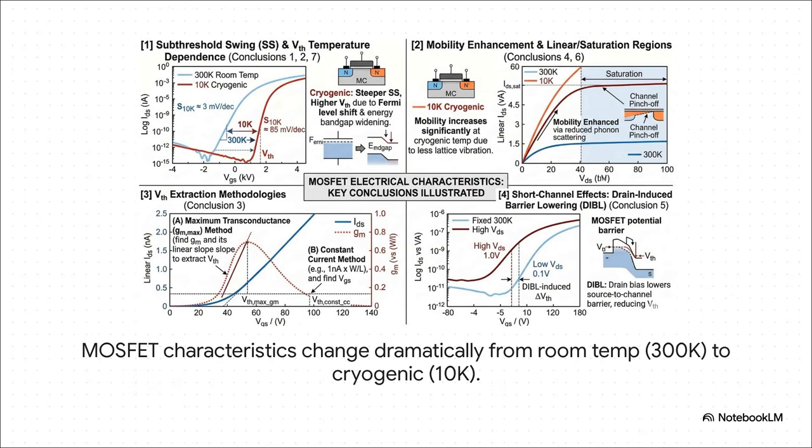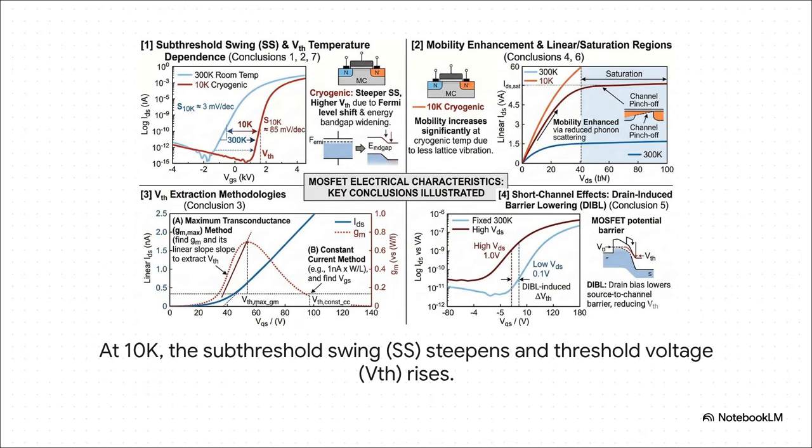So let's break this down piece by piece. Let's zero in on quadrant 1, up in the top left. See that red curve for 10 Kelvin? Look at that slope. That's what we call the subthreshold swing, and it gets incredibly steep. What this means is the transistor turns on and off way more sharply. It's like going from a mushy dimmer switch to a satisfying crisp toggle switch. Now, you'll also notice the threshold voltage, VTH, goes up. That's because the silicon's energy band gap actually gets wider at low temps, and the Fermi level shifts, so you just need a little more voltage to get the device to turn on.